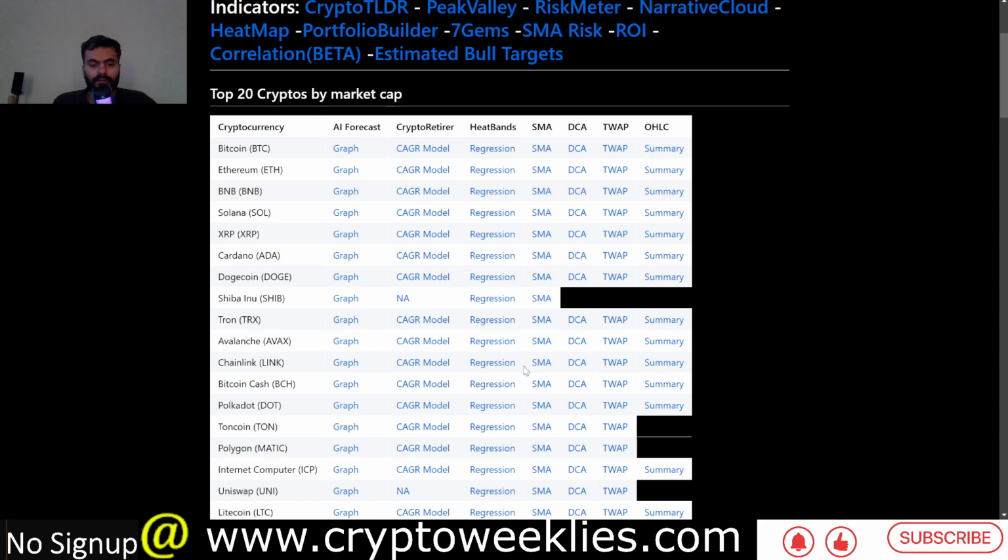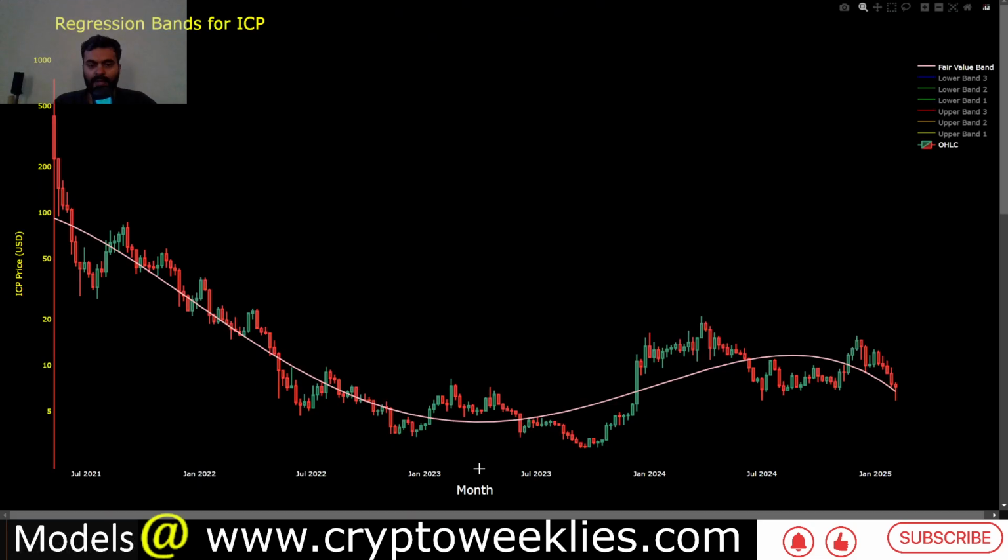Also looking at the regression based analysis for ICP, this is a polynomial regression function. This pink line tries to establish what could be the fair value of ICP. Right now the fair value is going down with time. This is a non-linear model. That means in the bearish phase of the market, the fair value goes down with time, and in the bullish phases it goes up with time.